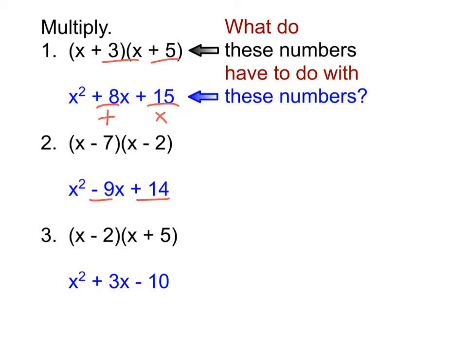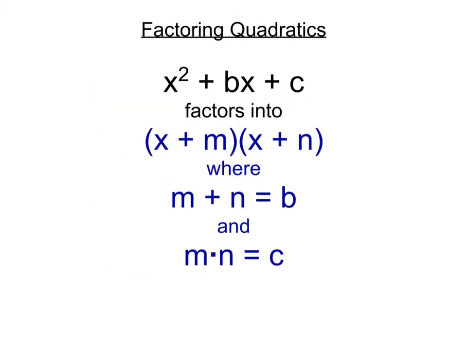That pattern is true every time, which means that if I want to go from that expanded form and factor it, I can do so by figuring out what two numbers add to the middle number but multiply to the last one. If I can figure out that combination, then I can write it in factored form. So one way that you could write how to factor a quadratic is like this.